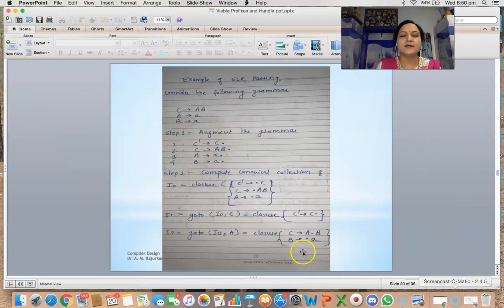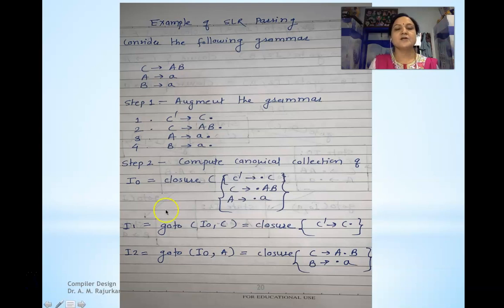We have seen how the algorithms for computation of closure and computation of goto work. Now let's come to our example. Here we will need these two algorithms to compute the closure and goto of the given productions. The second step is, once we augment the grammar, we have to give numbers to the grammar productions. This is the first production, this is the second production, this is the third production, this is the fourth production. So once we augment the grammar, the next step is to compute the canonical collection using closure.